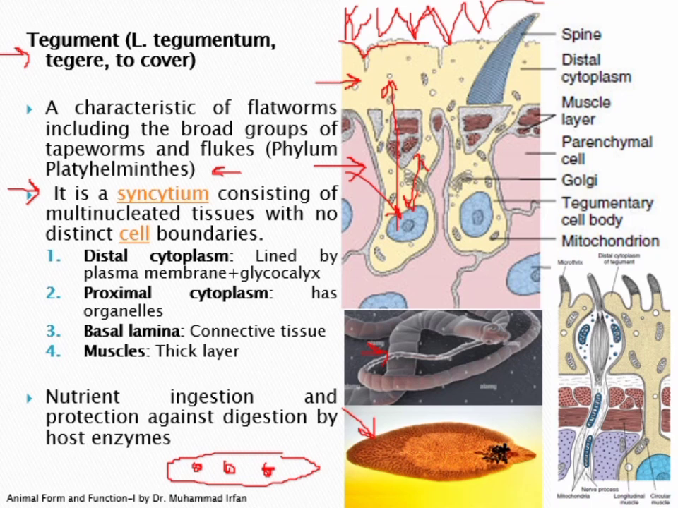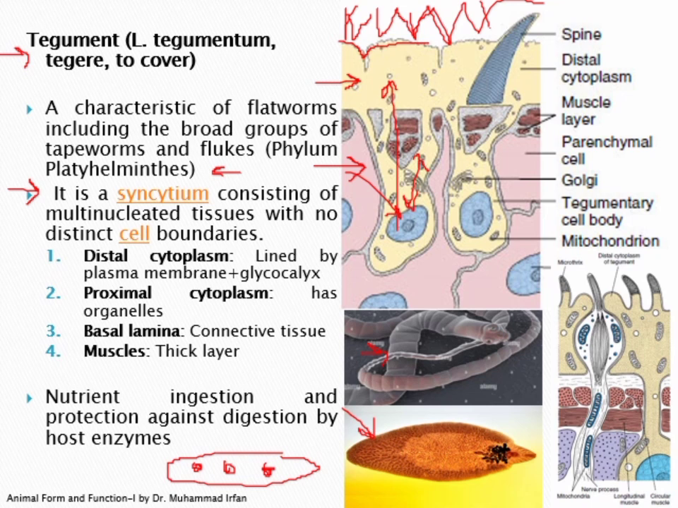In that syncytium, or single cell having multiple nuclei, the outer layer of the cytoplasm that is away from the nuclei is the clear cytoplasm. It is called the distal cytoplasm. It is covered by the cell membrane, and that cell membrane is supported by carbohydrate from the outer side. We have to remember that carbohydrates are always present toward the outer side of the membrane. The proximal cytoplasm is near the nuclei, and it has a lot of organelles in it.